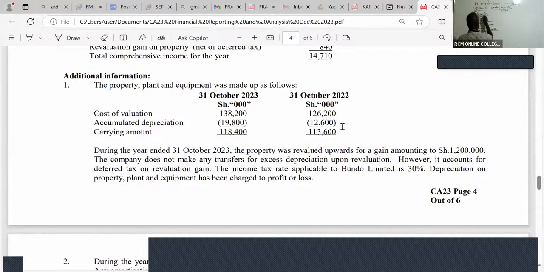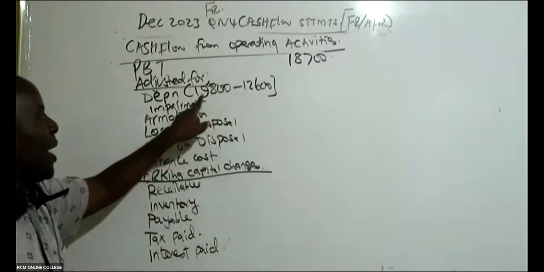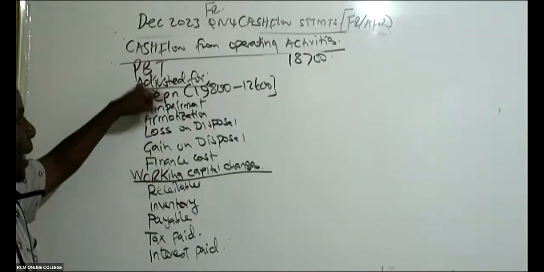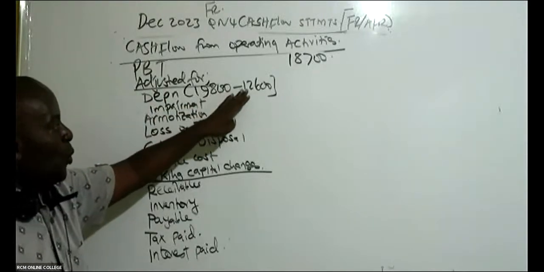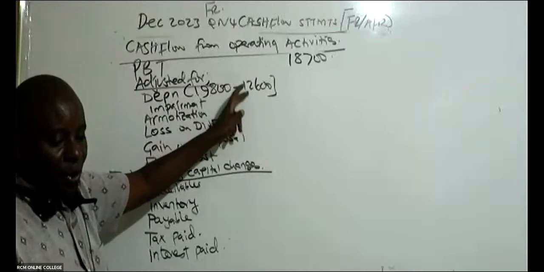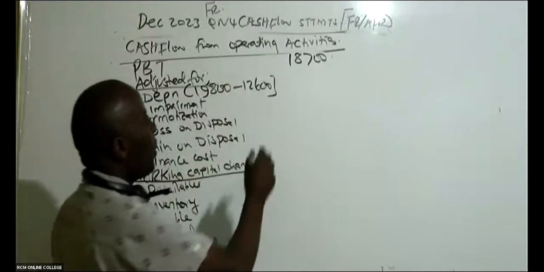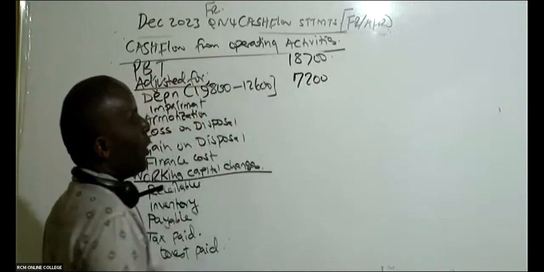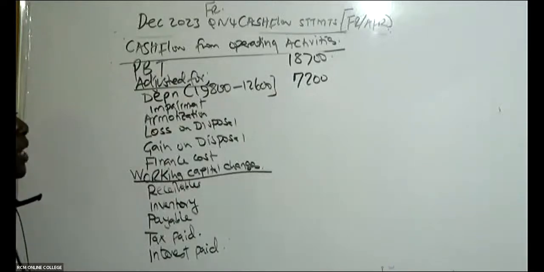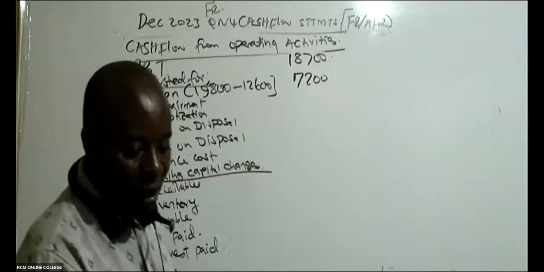So in this case here, under depreciation, we are taking 19,800 minus 12,600. Because remember, the depreciation that I'm working with here should be the depreciation for the year. We're making yearly adjustments here. By the end of 23, it was this. By end of 22, it was this. So that increase, automatically, will be 7,200. This is what you charged to the current year's profit and loss, 7,200.